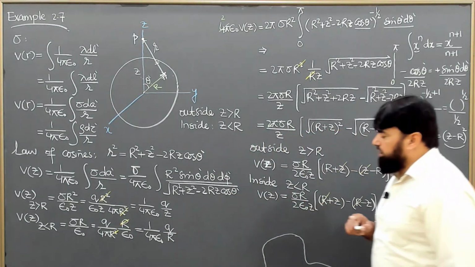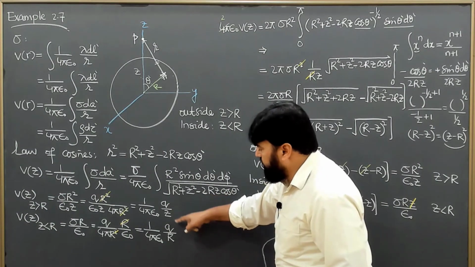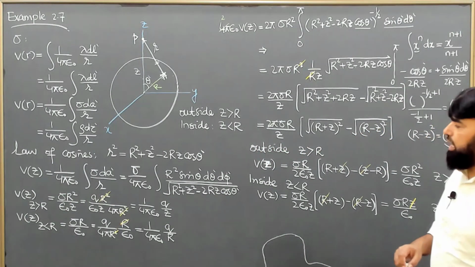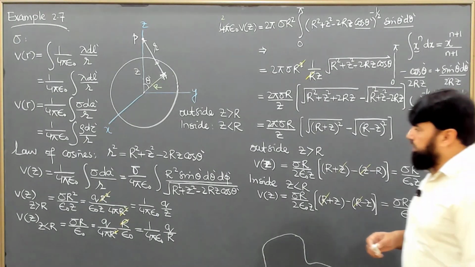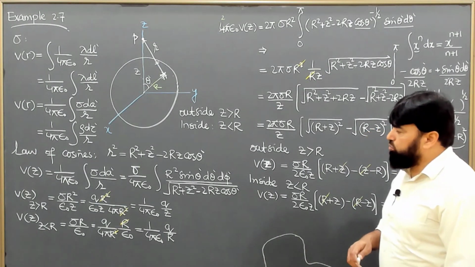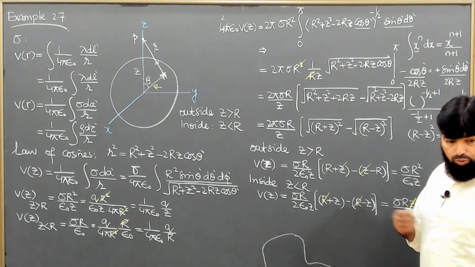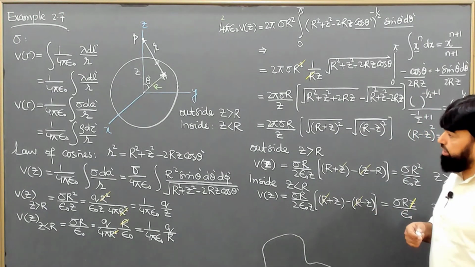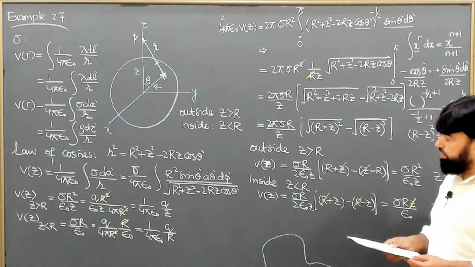Outside the sphere, it is decreasing as 1 over r. And this is also having the same plot and the same reasoning behind it. We calculated it in a completely different manner with the help of the law of cosines. So this is the solution of example 2.7.